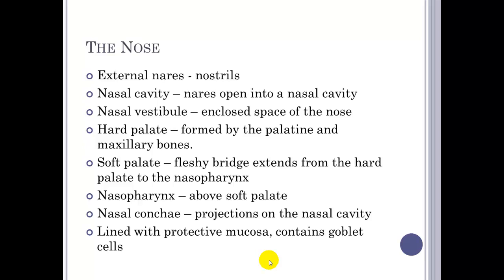The nose. External nares are also called nostrils. Nares open up into a nasal cavity. Nasal vestibule. We'll look at this picture here again. Enclosed space of the nose. Hard palate formed by the palatine and maxillary bones. Soft palate, a fleshy bridge that extends from the hard palate to the nasopharynx. Nasopharynx, which is above the soft palate. Nasal conchae, projections on the nasal cavity, and those are those things that we looked at just a second ago. The whole nasal mucosa is pretty much lined with mucus-producing cells, and they contain goblet cells, which are a part of the immune system.